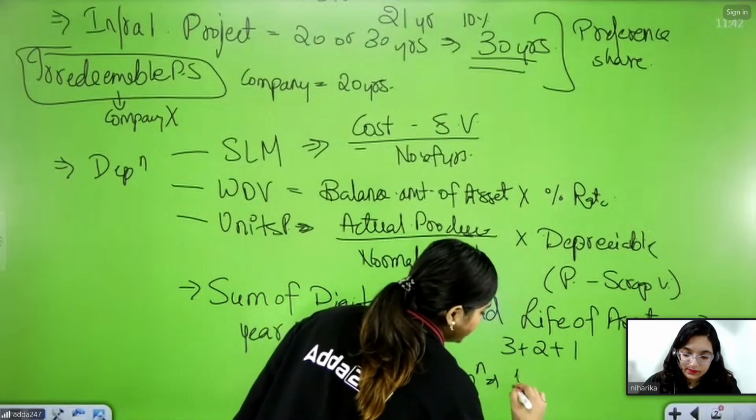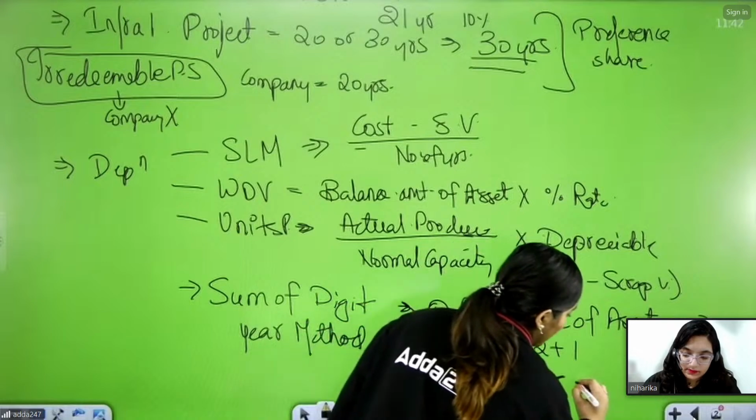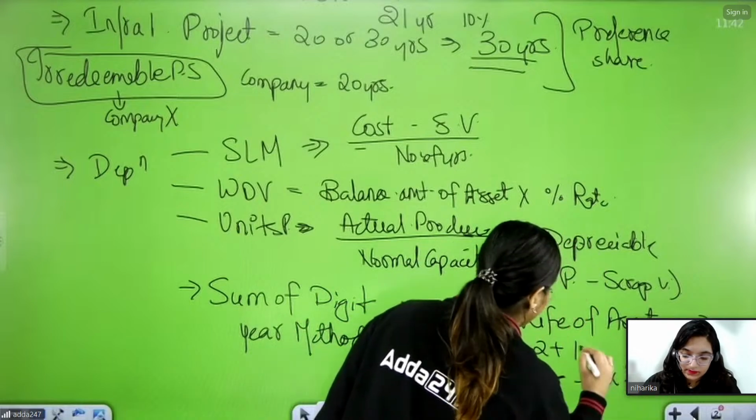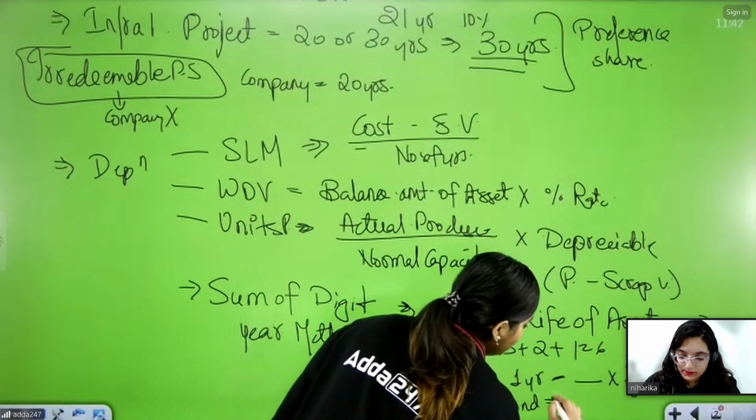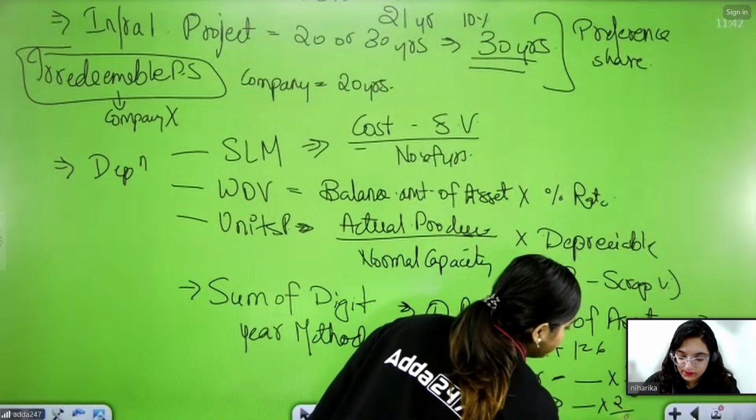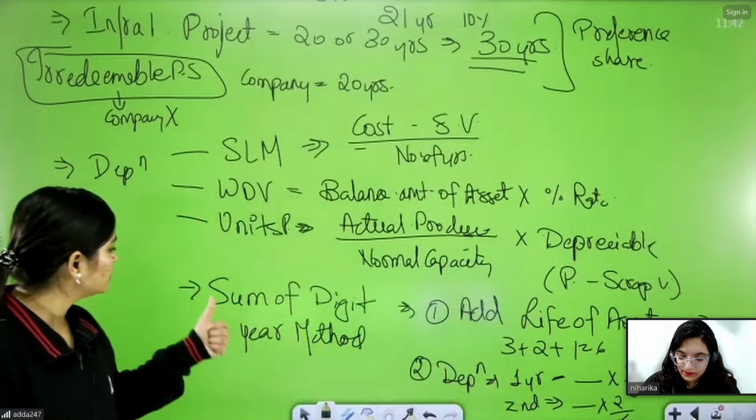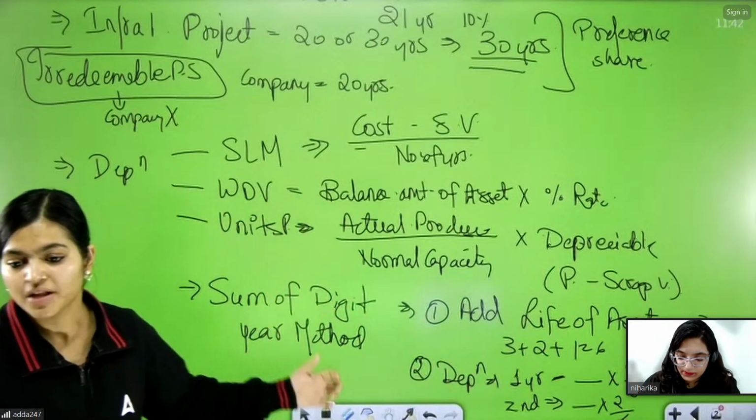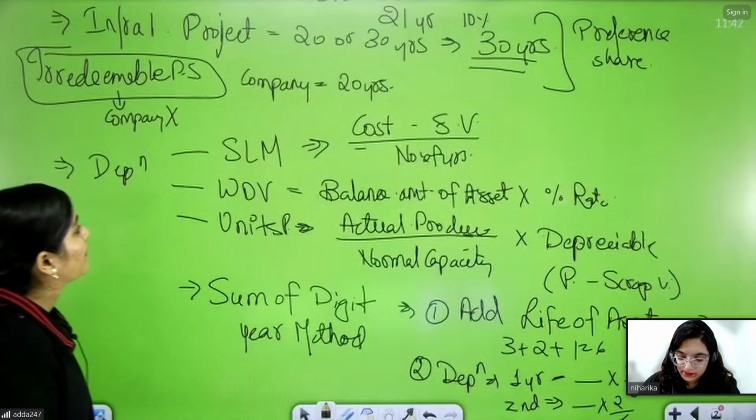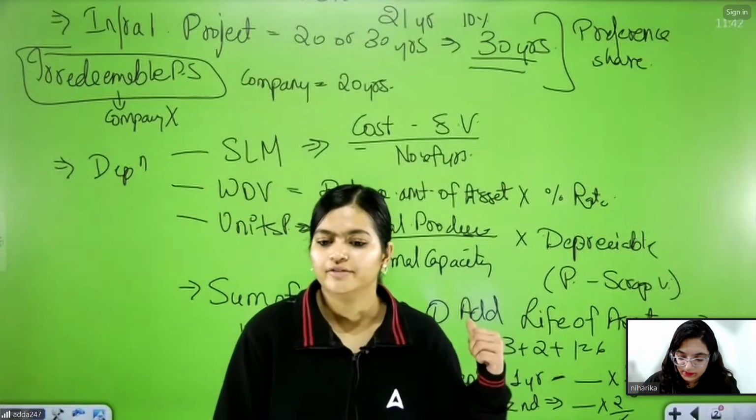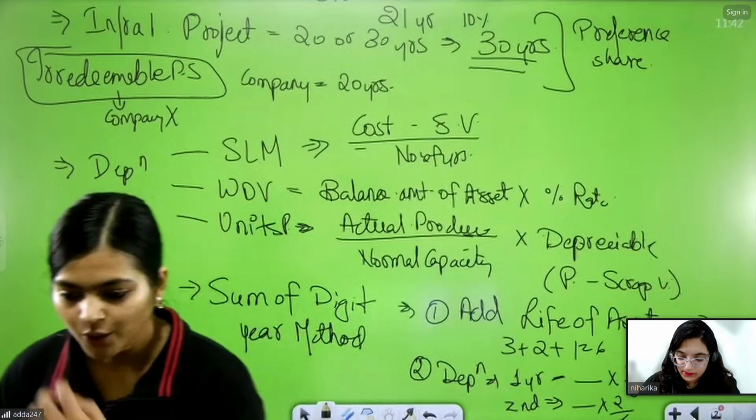So for the first year, you are going to charge amount into 3 divided by 6. For the second year, you are going to charge amount into 2 divided by 6. This is your sum of year digit method. So these are the 4 methods that you can use for calculation under your depreciation.